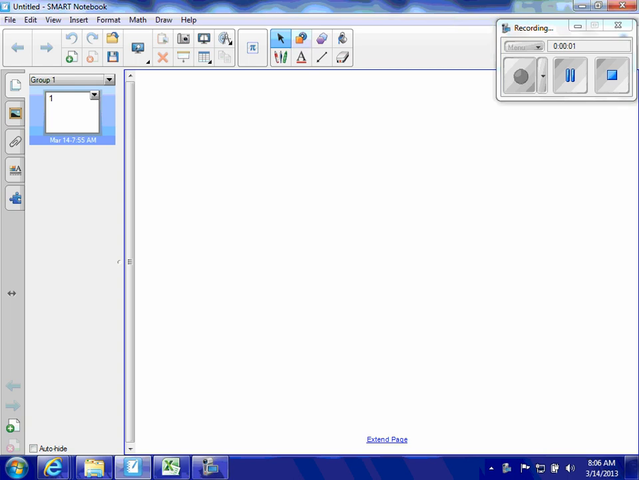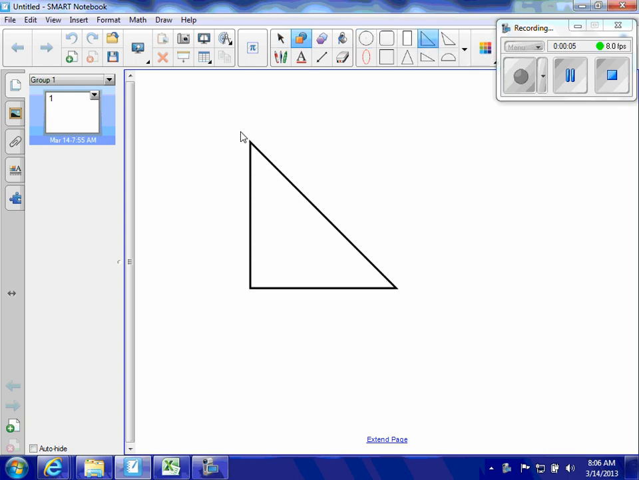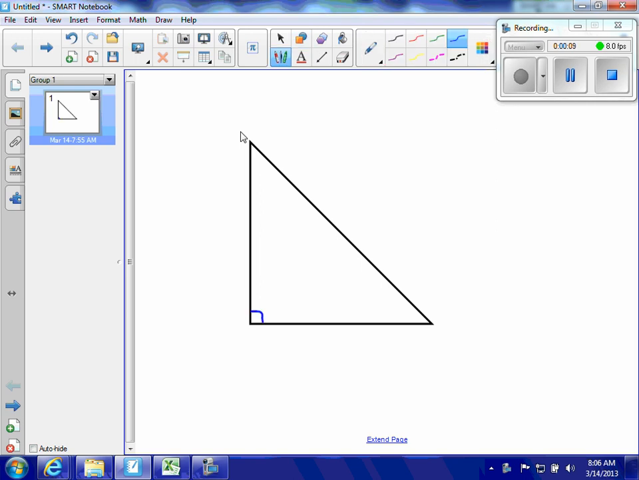So I have a different kind of triangle. This is a 90, 45, 45 triangle. And I'm going to define my hypotenuse as having a length of 1. And I want to find the length of the other two sides.